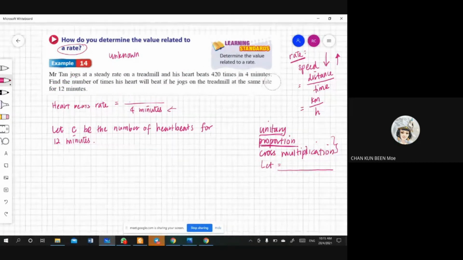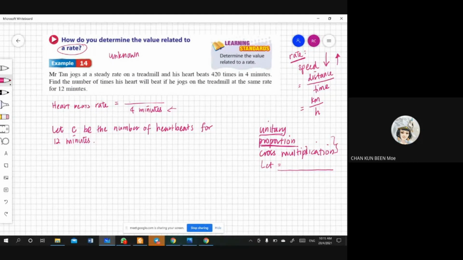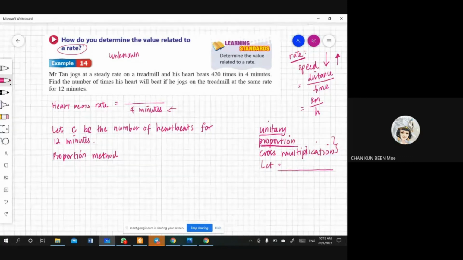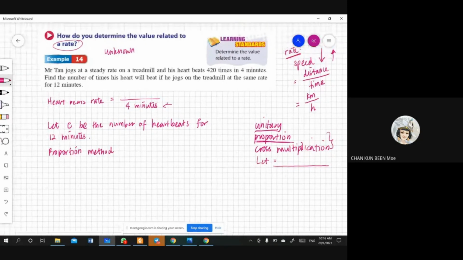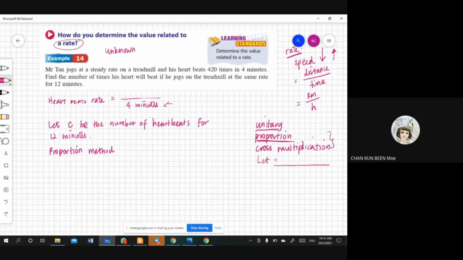So I clear this off. Okay, we restart everything. Now we are going to use the proportion method to find out. I show you, you don't always have to write this proportion method. If you are using this method, you don't have to write down the method. I just let you know so that I write down the proportion method there only. Okay, so we have, I accidentally rubbed this off, 420 times in 4 minutes.